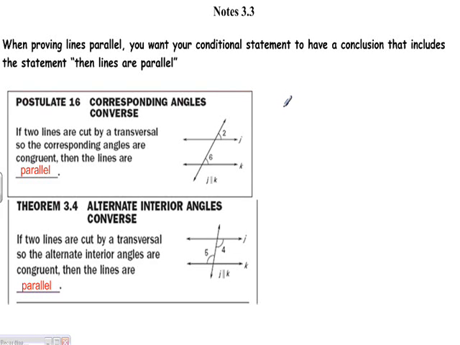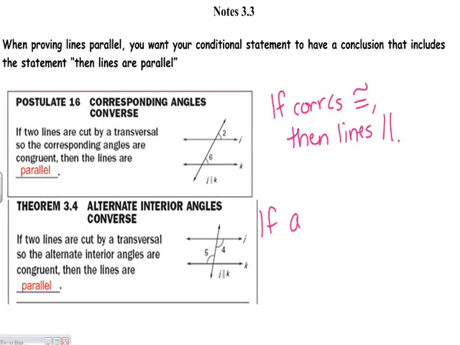So if you're trying to prove two lines parallel by the corresponding angles converse, you're going to write if corresponding angles congruent, then lines are parallel. All right. If my alt-int angles are congruent, then my lines are parallel. And you will never, in a proof, write corresponding angles converse, alternate interior angles converse. Okay, you're going to write the whole if-then statement, but you can abbreviate it like this.